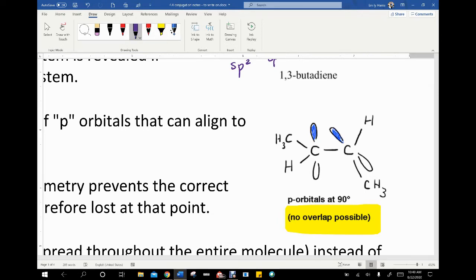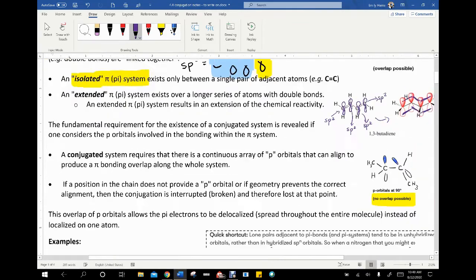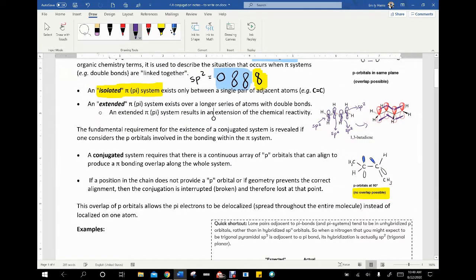So here this picture is illustrating a p orbital sticking straight up and down, and the other p orbital has been tilted at an angle. So again, in order for this conjugation to work, the p orbitals have to be lined up parallel with each other in order to overlap and interact. Okay. So again, here's the main point.